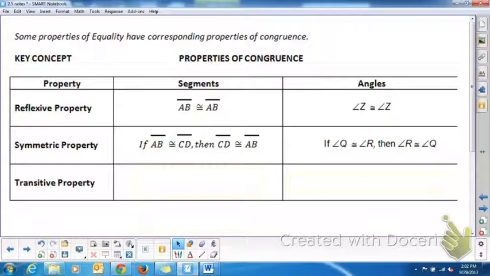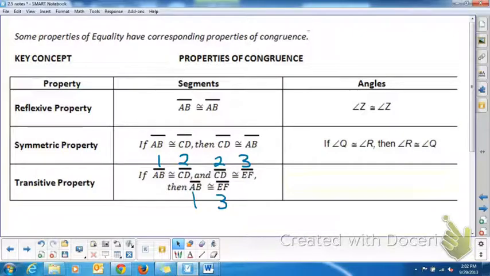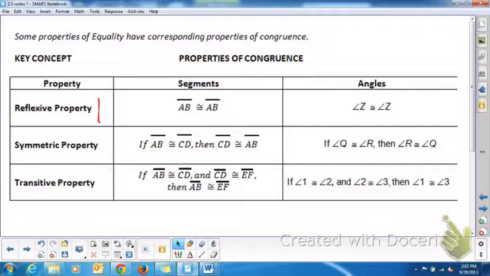Lastly, we have the transitive property. Remember, this is when three or more things. So, if segment AB is congruent to segment CD, and segment CD is congruent to segment EF, then segment AB is congruent to segment EF. This is also true of angles. If angle 1 is congruent to angle 2, and angle 2 is congruent to angle 3, then angle 1 is congruent to angle 3.